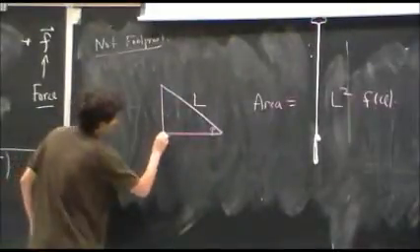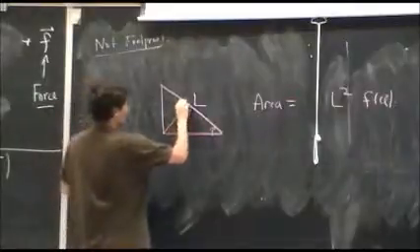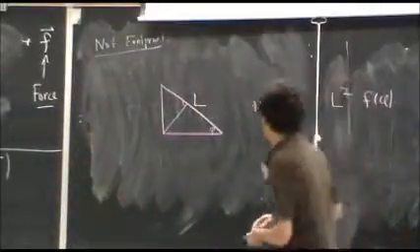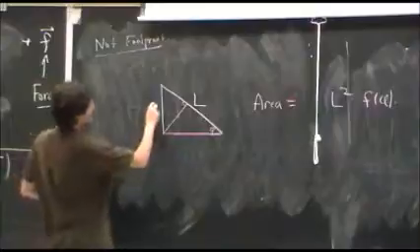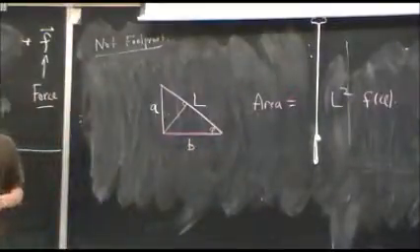So now what I'm going to do is take this and bisect this angle. I'm going to make two other right triangles. And now actually I have two right triangles, and the hypotenuses of these two right triangles are respectively A and B.